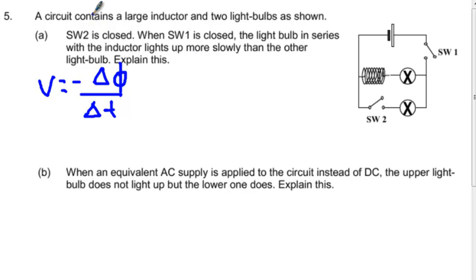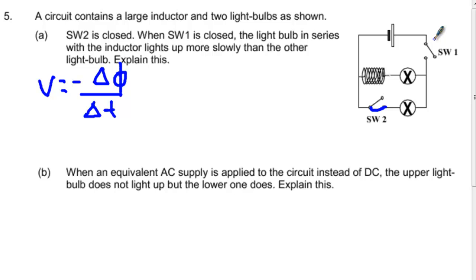Question number 5. A circuit contains a large inductor and 2 light bulbs as shown in the circuit. When switch 1 is closed, the light bulb in series with the inductor lights up more slowly than the other light bulb. This one here lights up more slowly than this light bulb here, and the question is why?